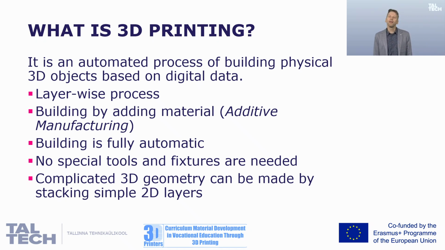So in this operation, complicated 3D geometries can be made by stacking two-dimensional layers. A layer means that it is a cross-section of the part. It has constant thickness. And using these layers, we are stacking them together, placing the layers on top of each other.